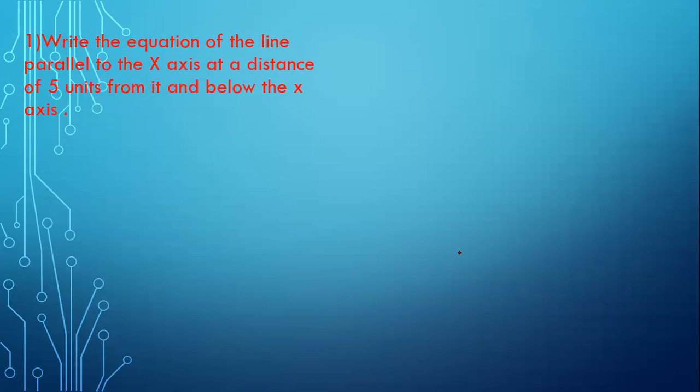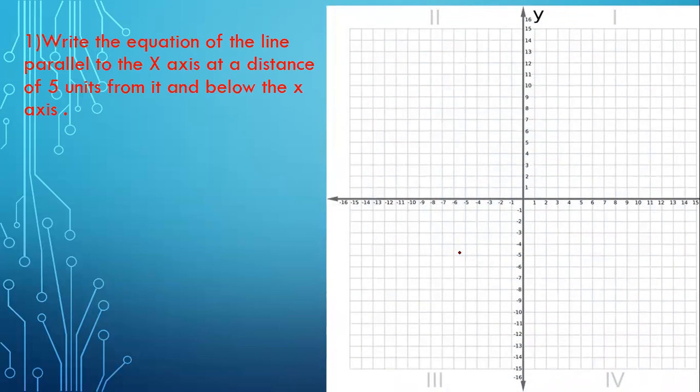Let us solve one more example, and this is also from our practice set 7.2. Write the equation of the line parallel to the x-axis at a distance of 5 units from it and below the x-axis. Now, this is a similar sum to what we have done earlier, but in that sum it was parallel to the y-axis. Now here it is parallel to the x-axis. So you can write the answer directly also, but for understanding's sake, I am drawing it on the graph also.